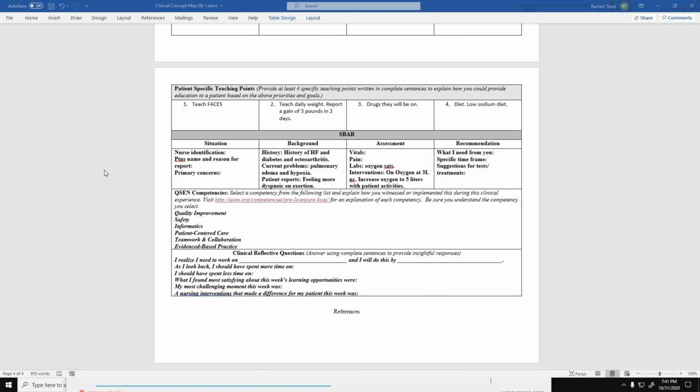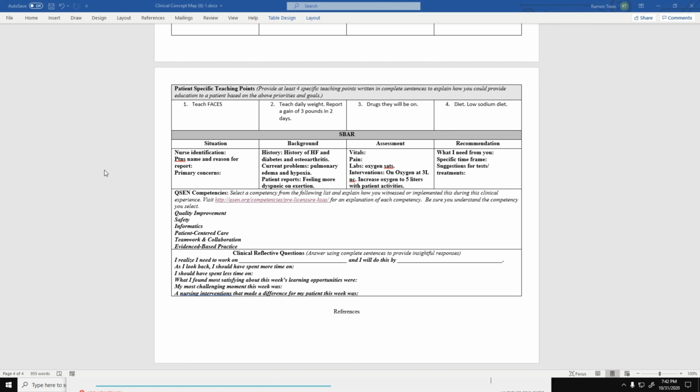Okay, here at the bottom, you've got the QSEN competencies. These are competencies that have been developed, and we want you to take part in this. Now, you can go to that website there and read about it and see what it's like. But it's really a pretty simple thing for you to do.